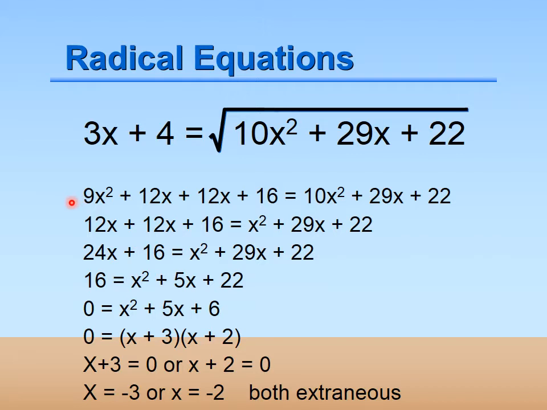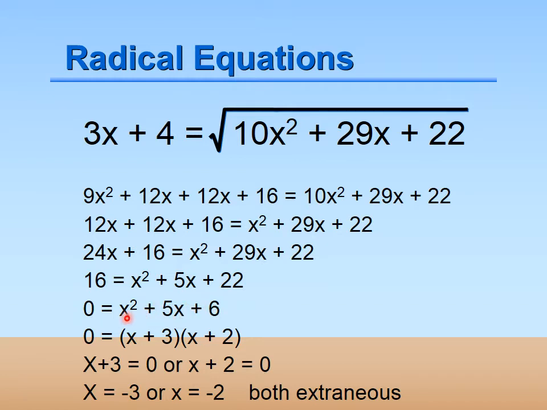So I'm going to subtract 9x squared from both sides, leaving me 12x plus 12x plus 16 equals x squared plus 29x plus 22. I'll combine like terms, and that 12x plus 12x will become 24x. And then I'm going to subtract 24x from both sides, leaving me 16 equals x squared plus 5x plus 22. And then I'm going to subtract 16 from both sides, leaving me 0 equals x squared plus 5x plus 6.